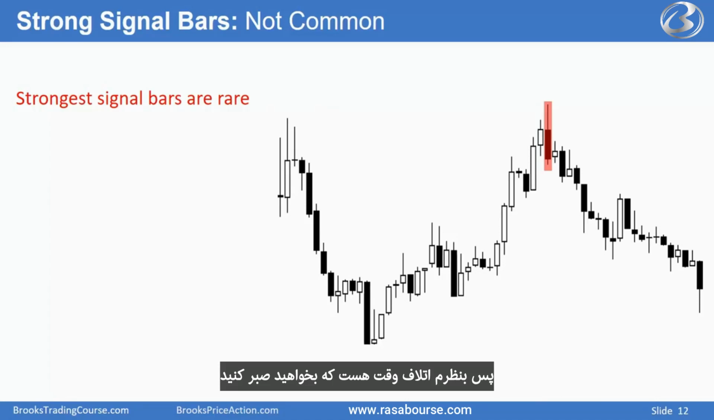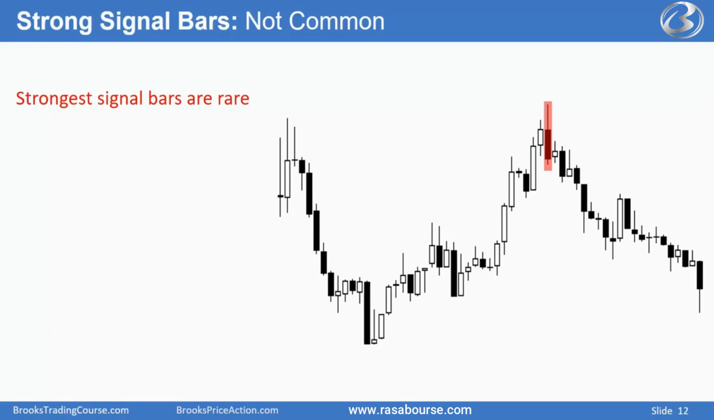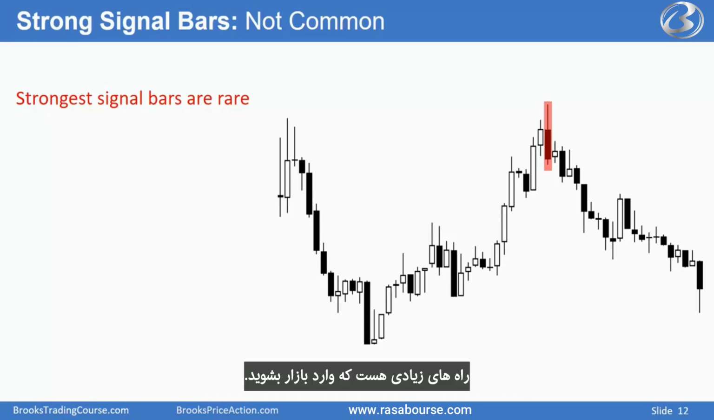Waiting for that perfect sell or buy signal bar, reversal bar, is, I think, a waste of time. There are tons of ways to enter the market, and if you know what you're doing, you can pretty much enter on any bar on the chart. And that's the purpose of this course, to try to give you reasons to enter trades, and then also I talk about how to manage trades as well.